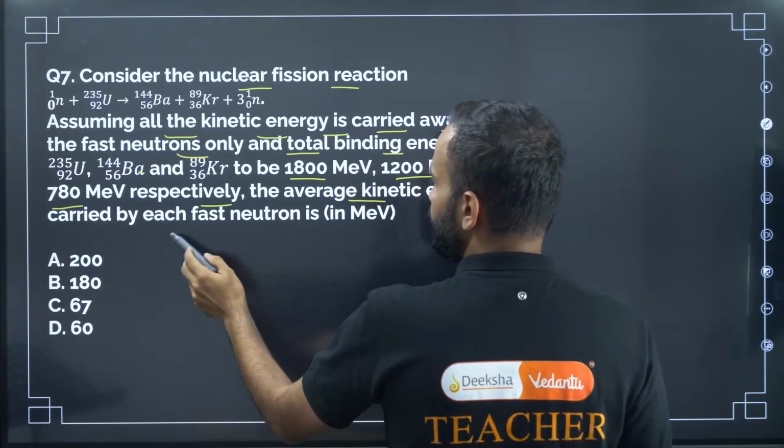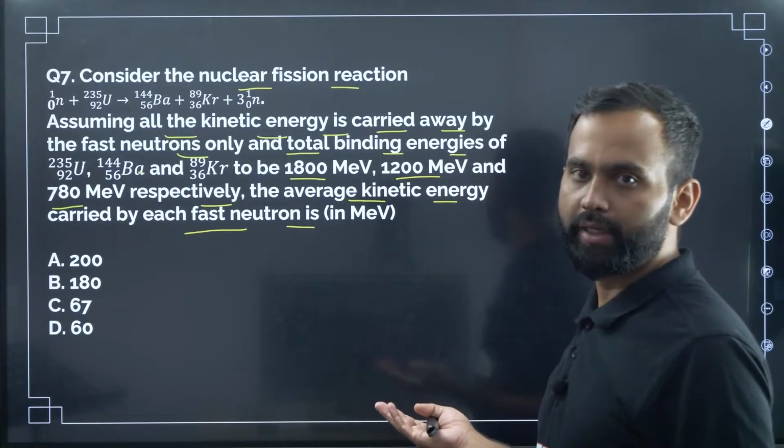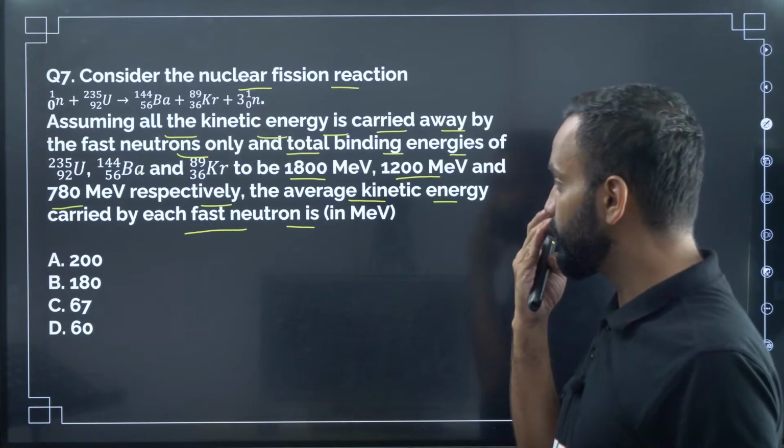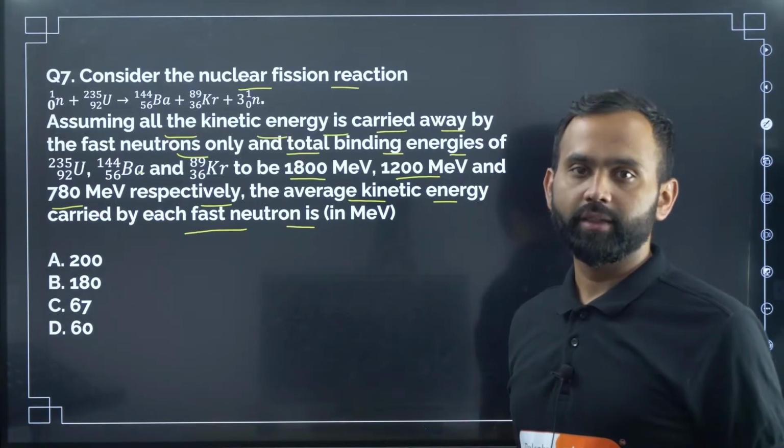The average kinetic energy carried by the fast neutron is, okay, the simple, right? Here we need to find average kinetic energy of the fast neutron. That is, first find the Q value, then divide by 3, that's it.